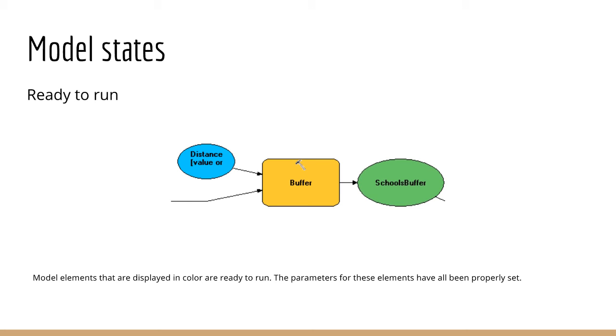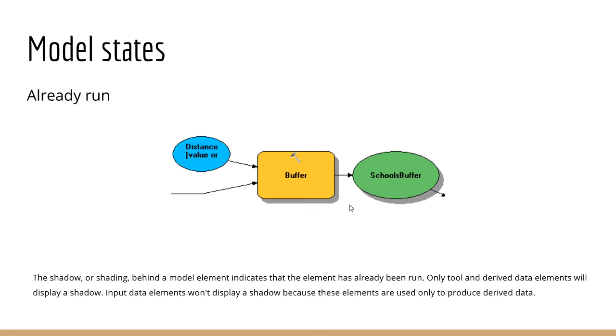If you see your model elements displayed in color, they're ready to be run. The parameters for these elements have all been properly set. That buffer tool has a buffer distance, it's got some input data and some output data, and it's all set up and ready to run. So if you see the colors, they're ready to go. If you see these gray drop shadows, that means the tool has already been run. All right, so those are the three model states: not ready to be run, ready to be run, and already run.